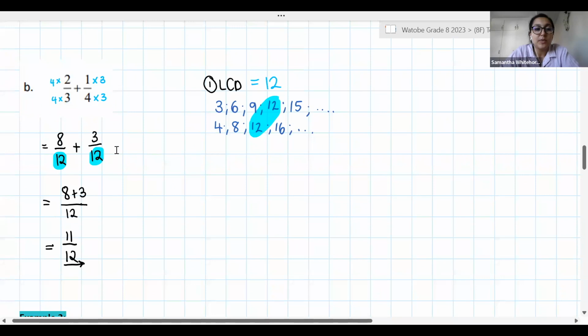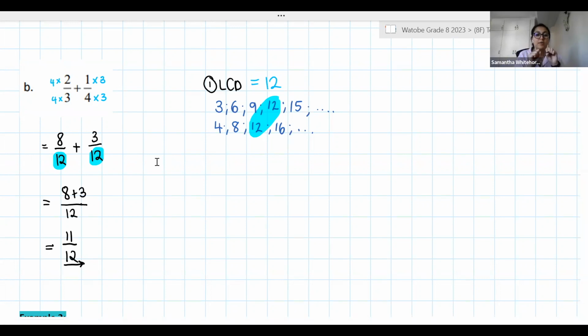So guys, once we have our LCD, that is when we can add. Because what we have done is we've created that common denominator. We've created a situation where we can now compare our fractions and start adding or subtracting away from them. But before I do that, my denominators have to be the same. So I got my LCD. The second step that I followed was to make my denominators the same, and then I simplified.